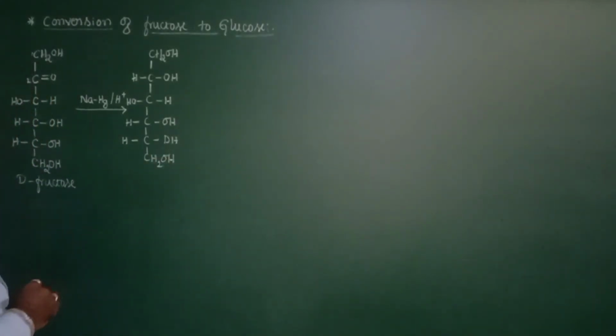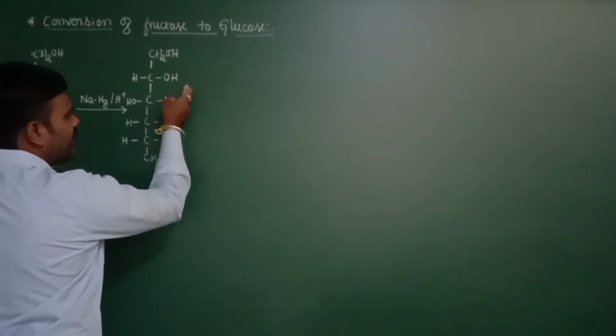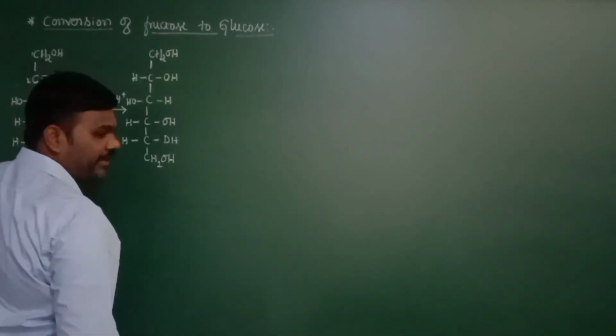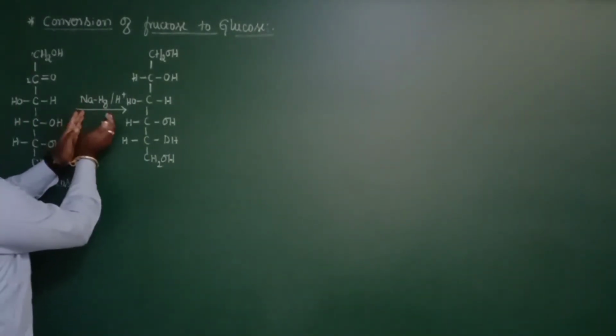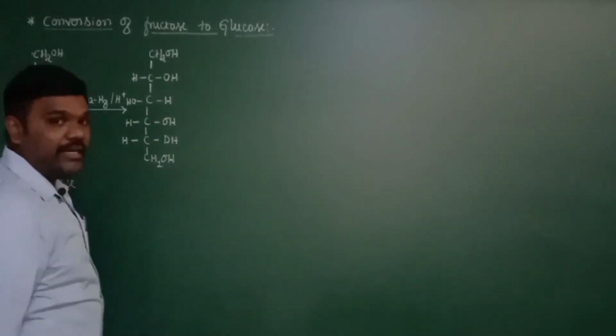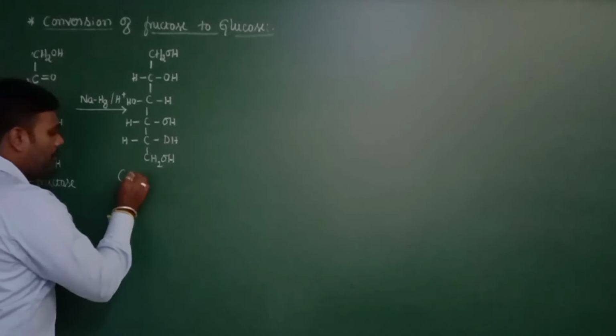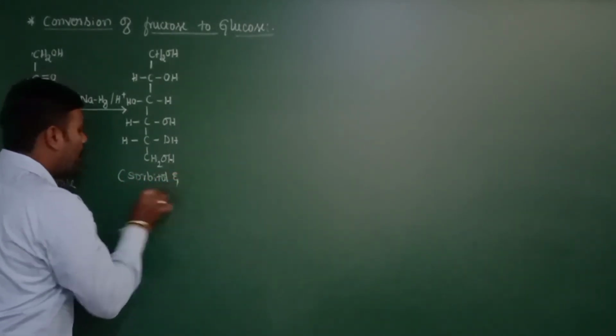Here one possibility is there. If OH is on the left hand side and H is on the right hand side, it will be mannitol, and for this structure it will be sorbitol. That means when fructose is subjected to reduction, there is a possibility of formation of both sorbitol and mannitol. So this will be a mixture of both sorbitol and mannitol.